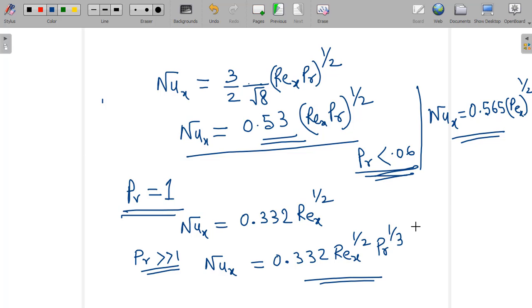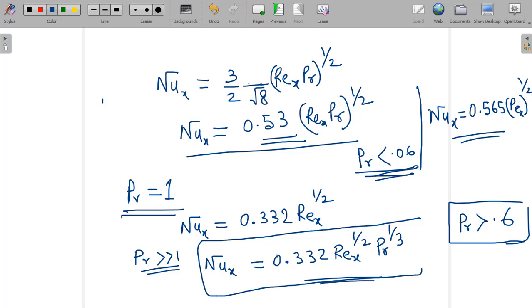So ultimately what we can conclude is that if the Prandtl number is greater than say 0.6, then we can use this particular formula. If Prandtl number is 1 in this expression, then it also satisfies this condition. So generally this equation is valid between Prandtl number 0.6 to 60 at least. So this is the relation.